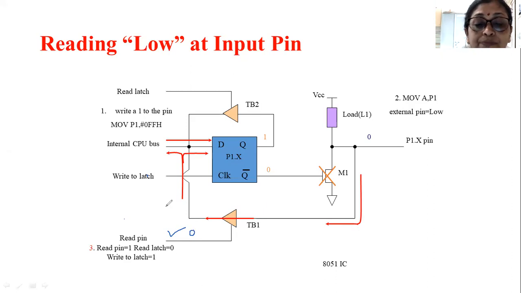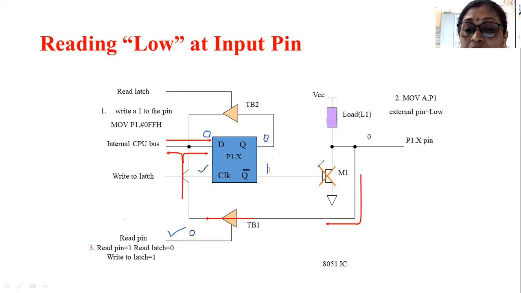Now, while writing 0 to the port, what is done? Through the internal bus of the CPU, D is made 0, and then a clock pulse is applied here. When the clock pulse is applied, Q will become 0, and when Q becomes 0, Q bar becomes 1.